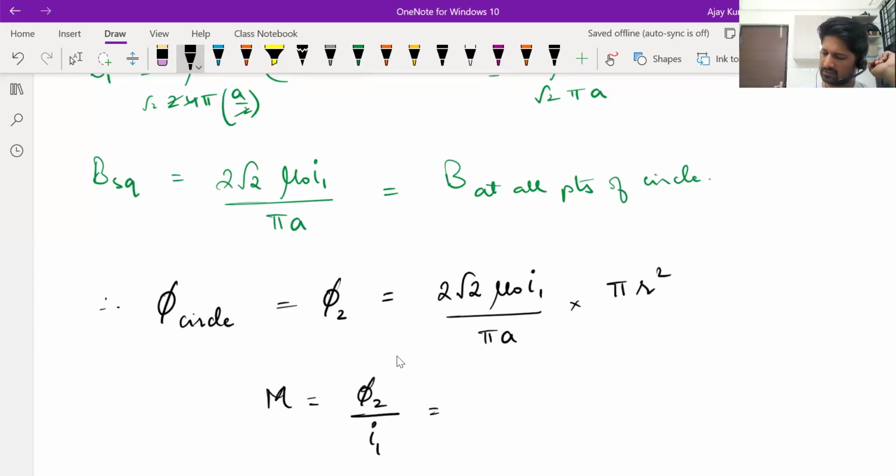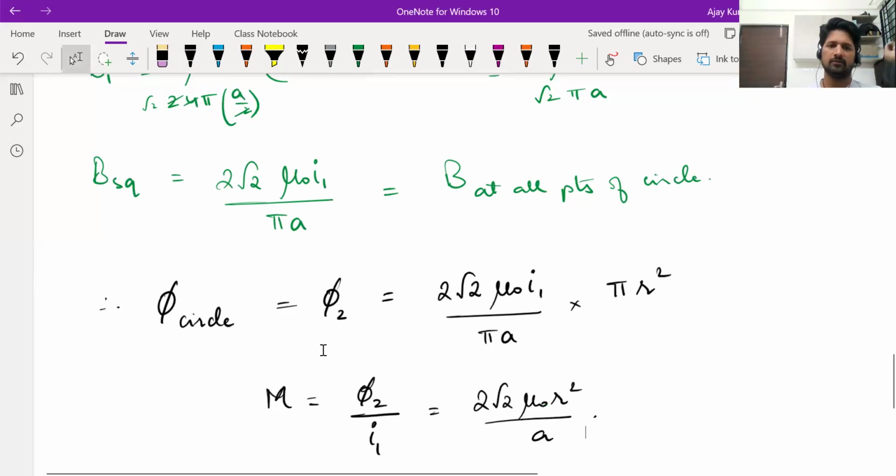Just send I1 to this side. The answer is, okay, pi gets cancelled. 2 root 2 mu naught r square by a. That's the mutual inductance between the square loop and the circular loop. See, you all need to revise. I'll give you some more questions in the worksheet. You revise the formula for magnetic field produced by that system, you'll be able to easily calculate the mutual inductance.